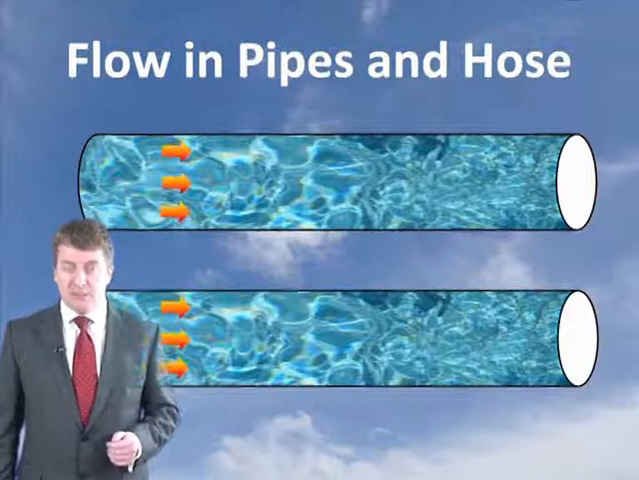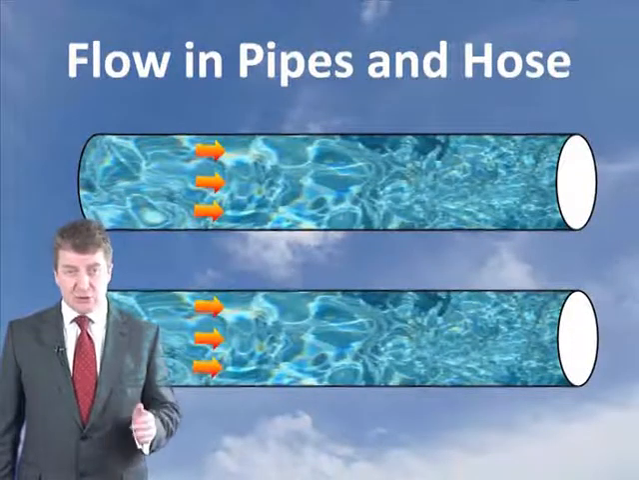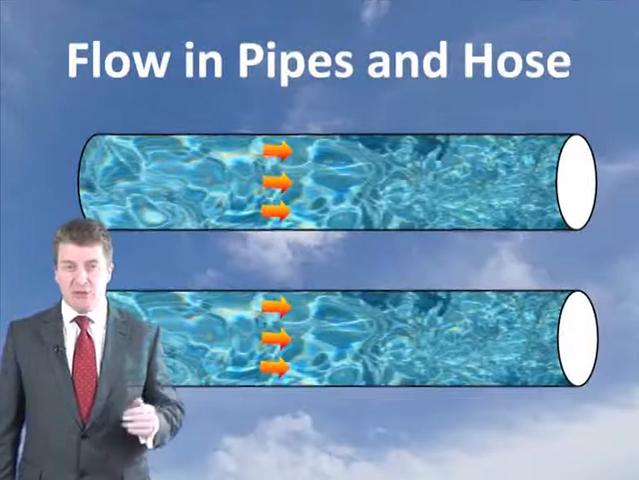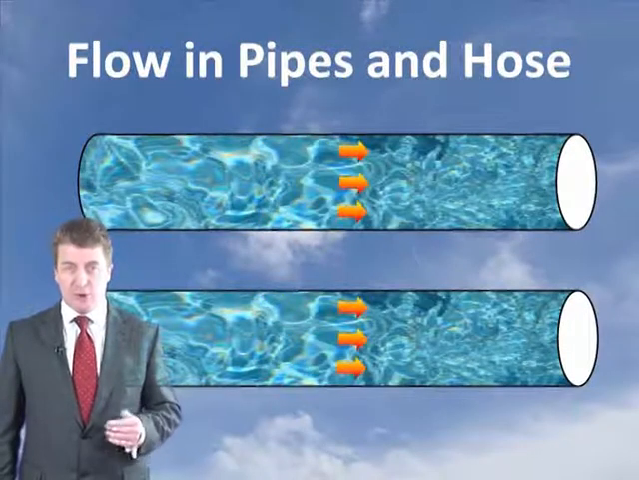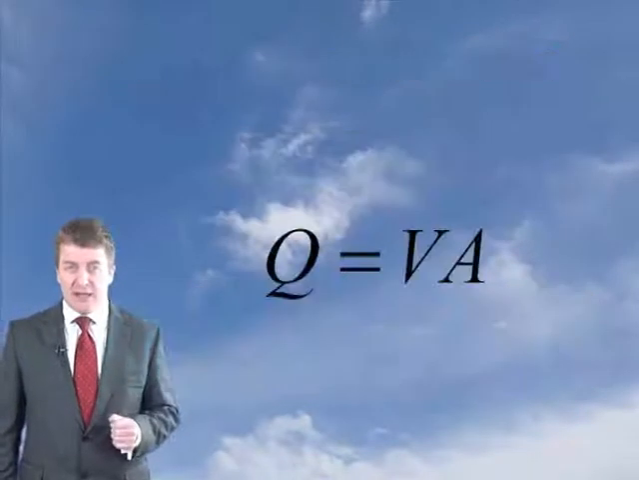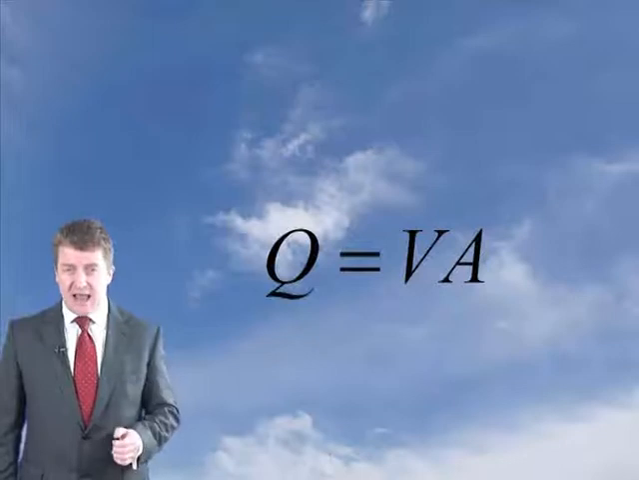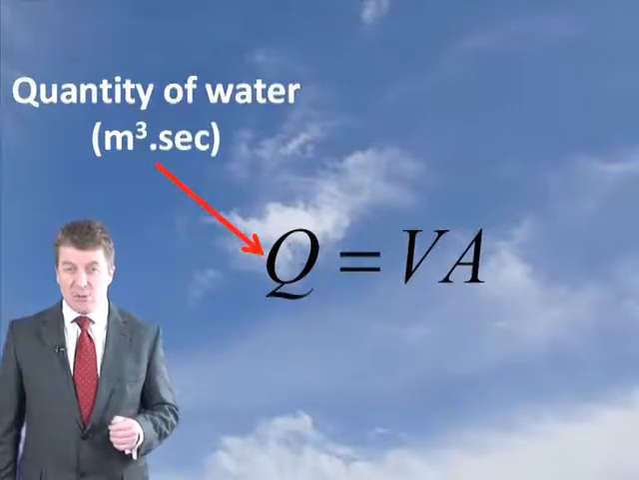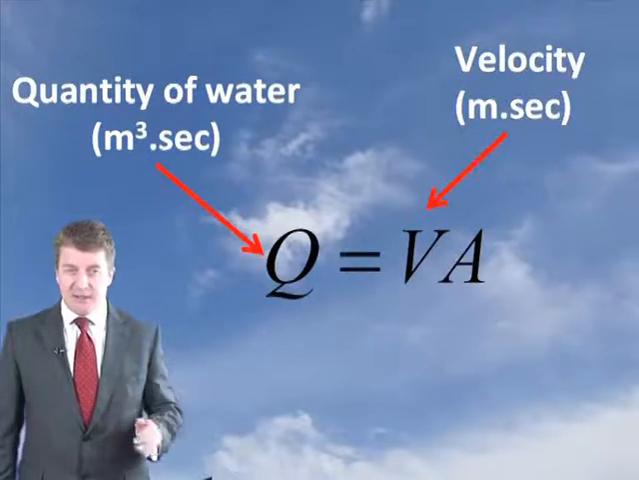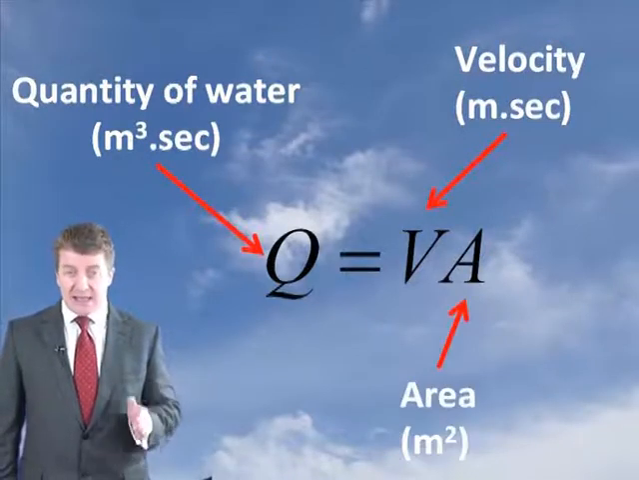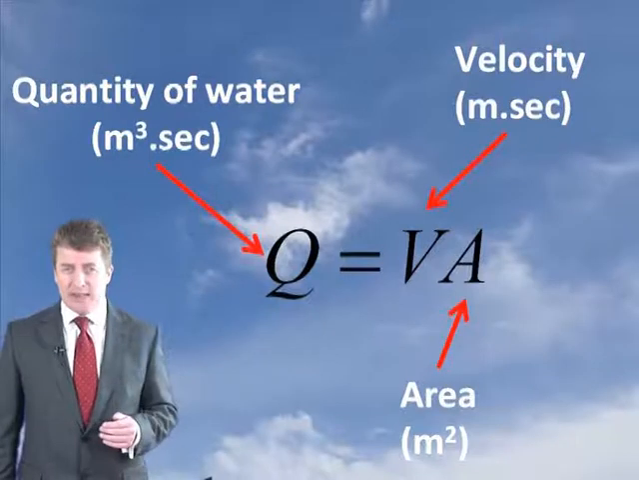The next module I'm going to discuss is flow in pipes and hoses. Now, how do you determine how much water is flowing in a pipe or hose? Well, this is the formula here. Q equals VA, where Q is the quantity of water in meters cubed a second, V is the velocity in meters a second, and A is the area in meters squared.